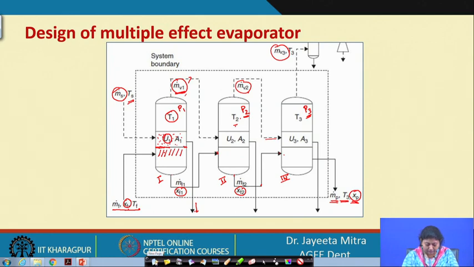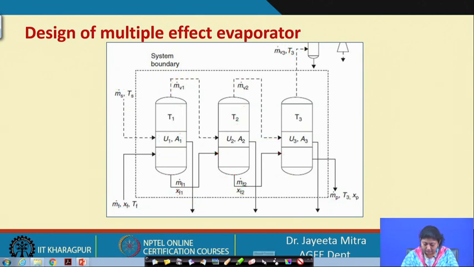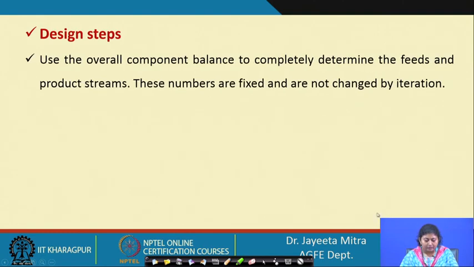Now, let us see how we can step by step perform the overall balance, solid balance, enthalpy balance, and finally design the system. There are a few design steps, and we will follow them one by one.